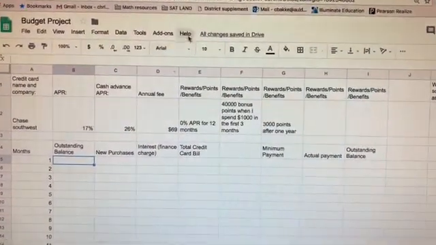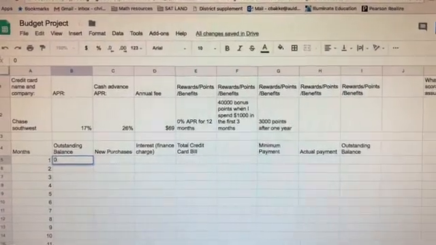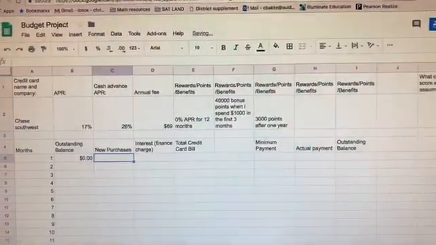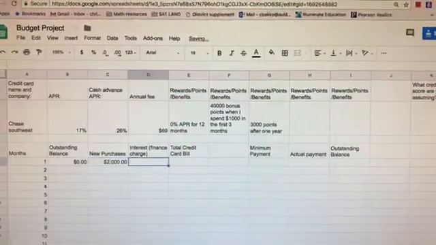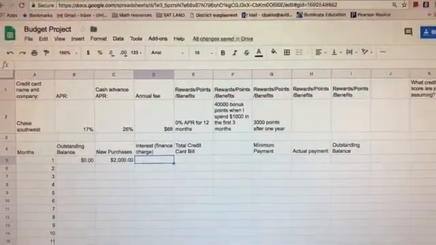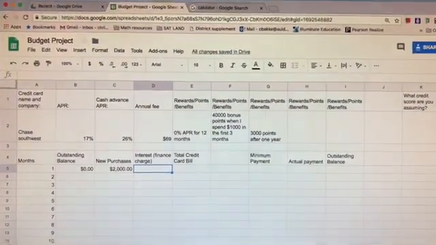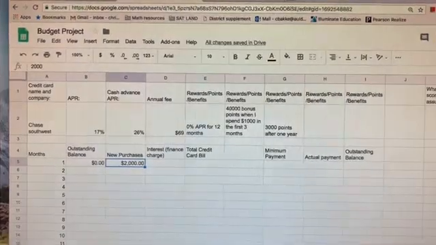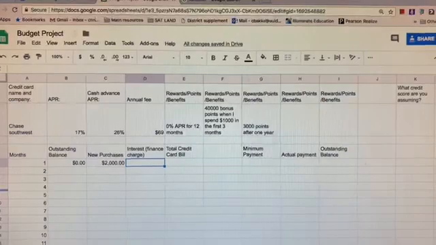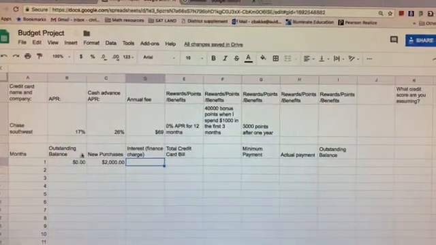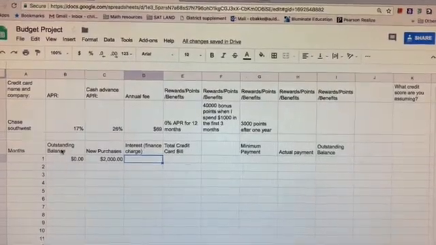So we are going to start by assuming we have an outstanding balance of 0. So I'm just going to type in 0 there. New purchases. Yesterday we decided we were going to spend $2,000 the first month that we got that credit card. And now we have to figure out the finance charge, the interest that that credit card company is going to charge you for having them spend $2,000. Your interest is always determined by your outstanding balance, not what you bought new that month, just on what you still owe from your previous months.